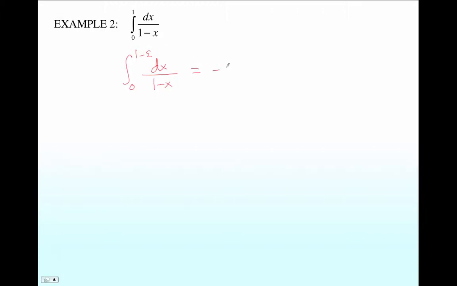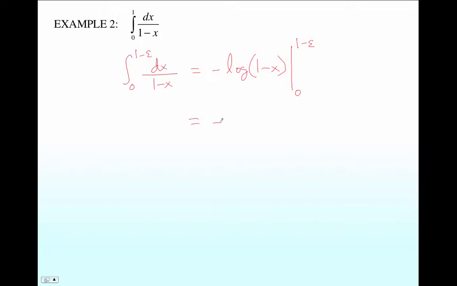This integral is very easy to do. It is just minus log of 1 minus x. And that's because if you differentiate log of 1 minus x, you get minus 1 over 1 minus x, and this minus sign here takes that into account. We must evaluate this between x equals 0 and x equals 1 minus epsilon.